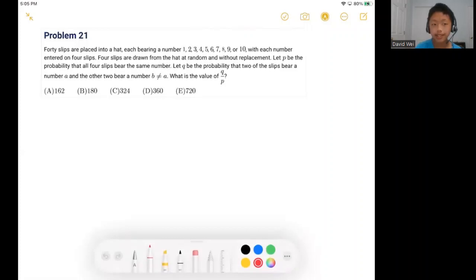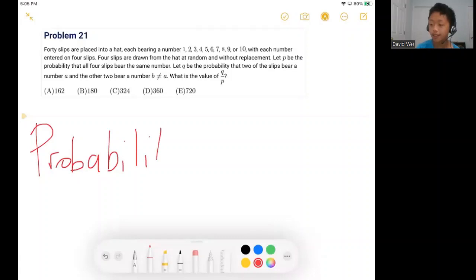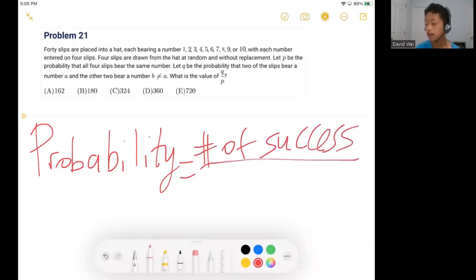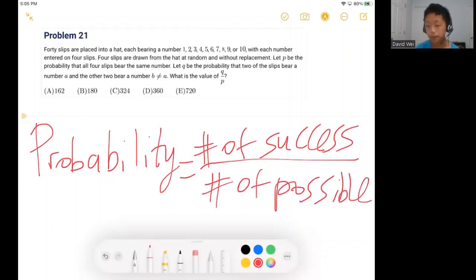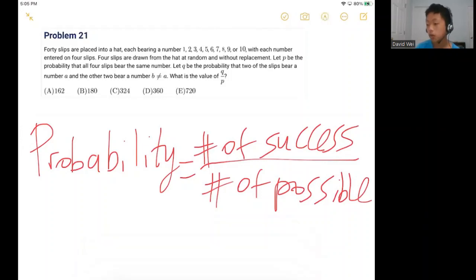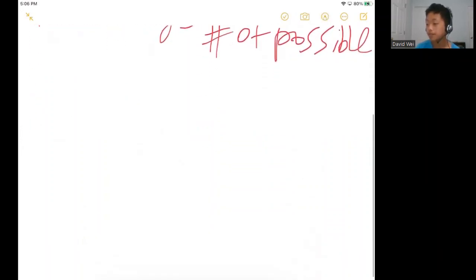This is another probability question, maybe slightly more complicated, but the idea is still the same. Remember the most commonly used formula for probability: number of successes over number of possible outcomes. So we want to first find P. P is the probability that all 4 slips that you draw are the same number. So let's first find the value of P.